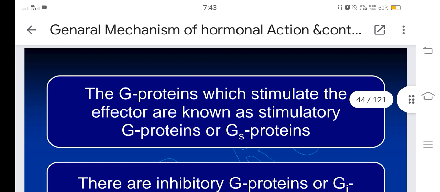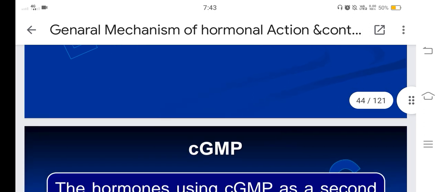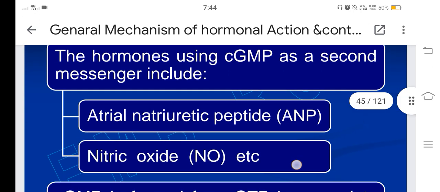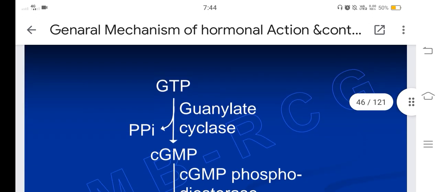Then the G proteins which stimulate the effector are known as stimulatory G proteins or Gs proteins. There are inhibitory G proteins or Gi proteins also which inhibit the effector. Then cGMP. The hormones using cGMP as a second messenger include atrial natriuretic peptide ANP, nitric oxide, and cGMP is formed from GTP by guanylate cyclase.